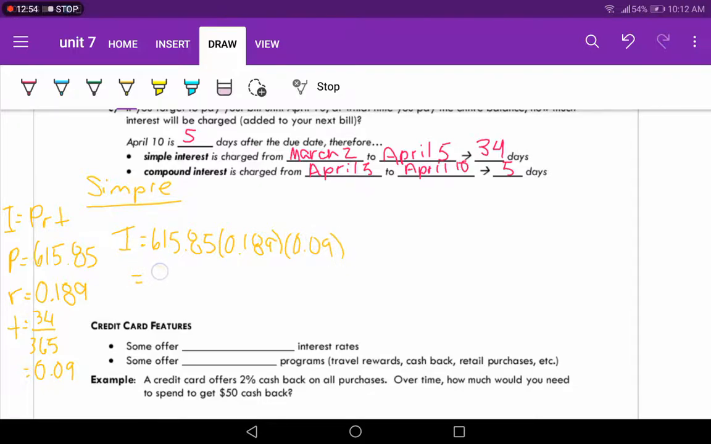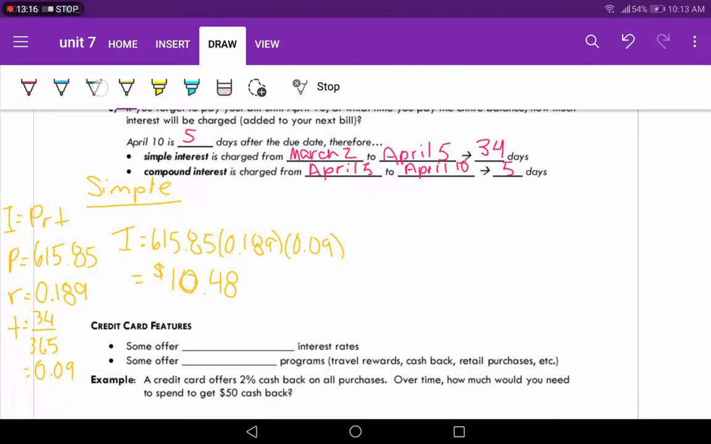That gives us $10.48. So it might not seem like a lot, right? But that's an extra $10 that you have to pay on your bike just because you used your credit card. Okay, and that's just the simple interest.